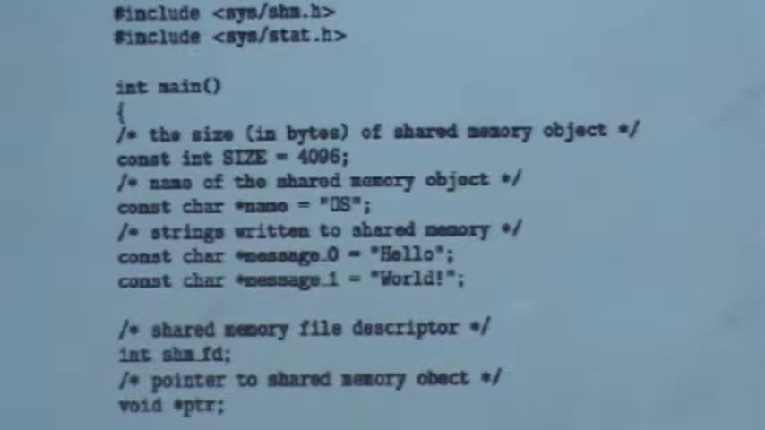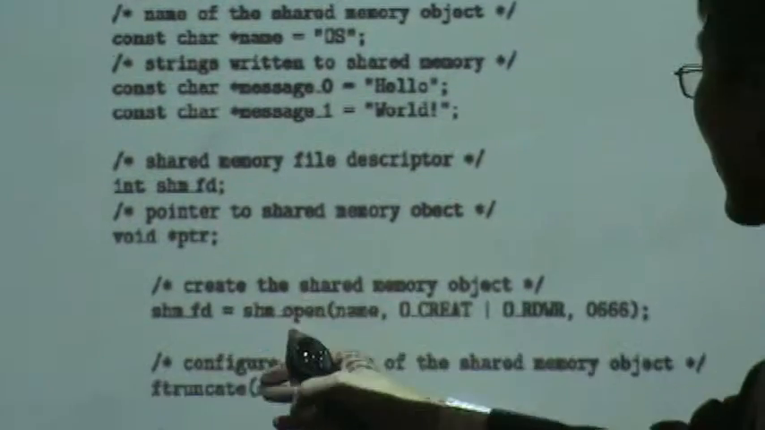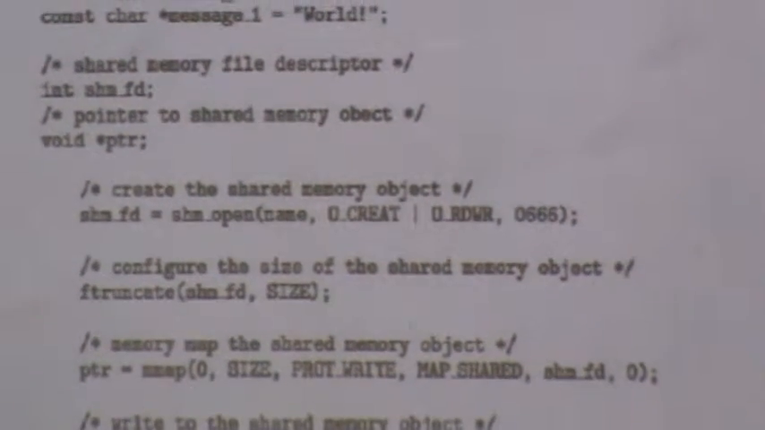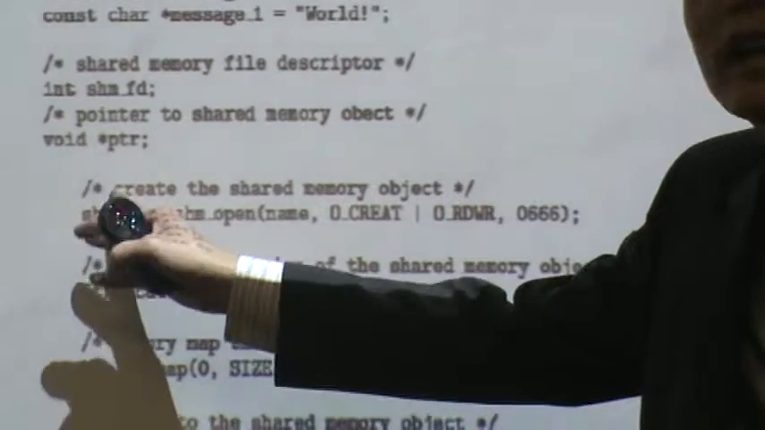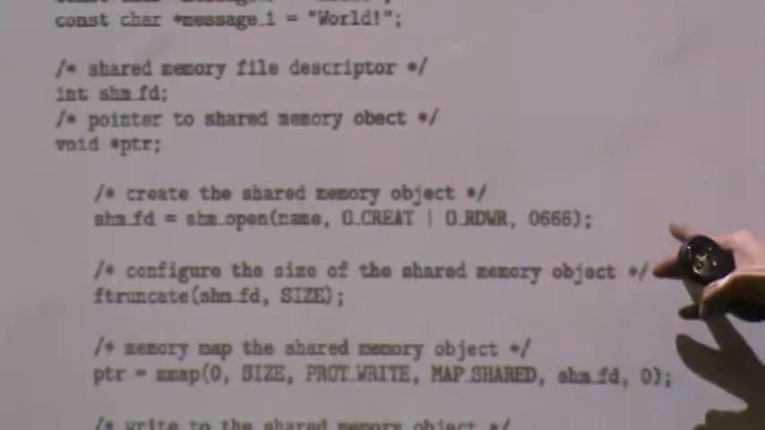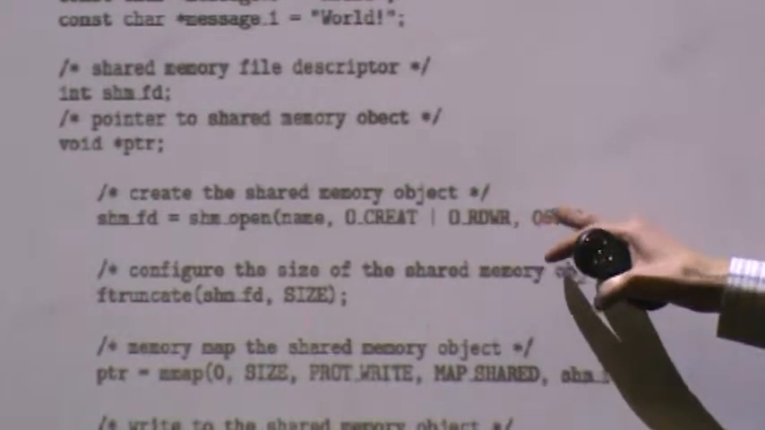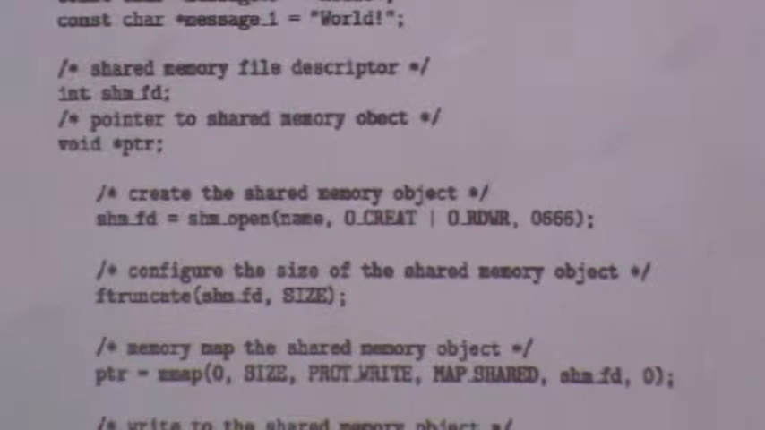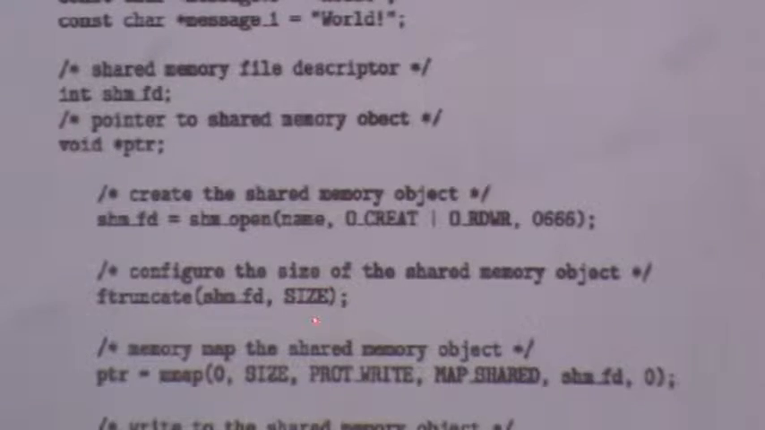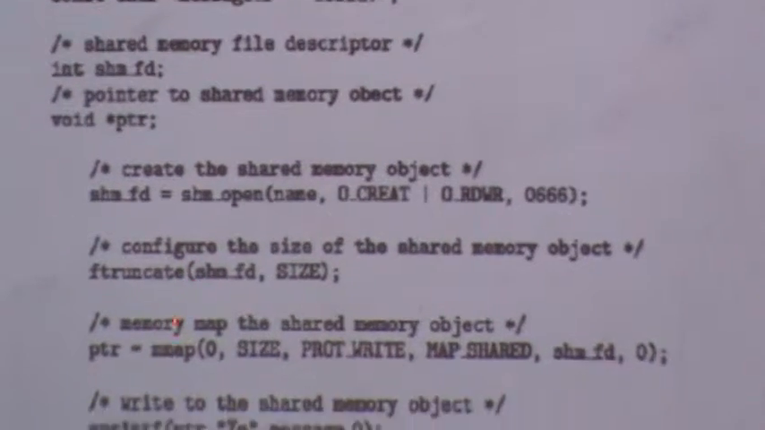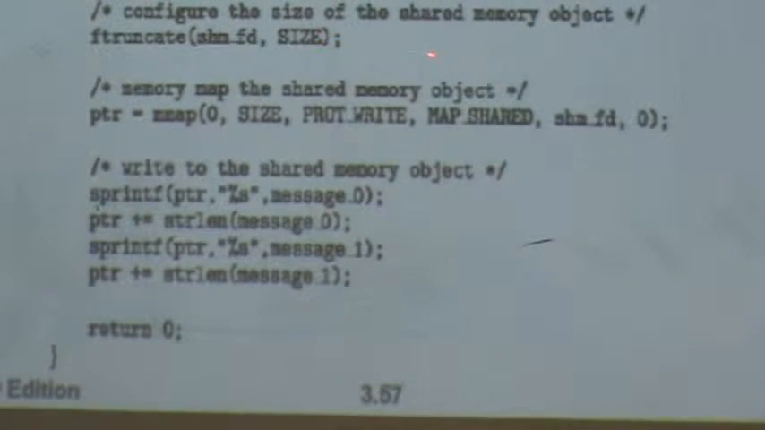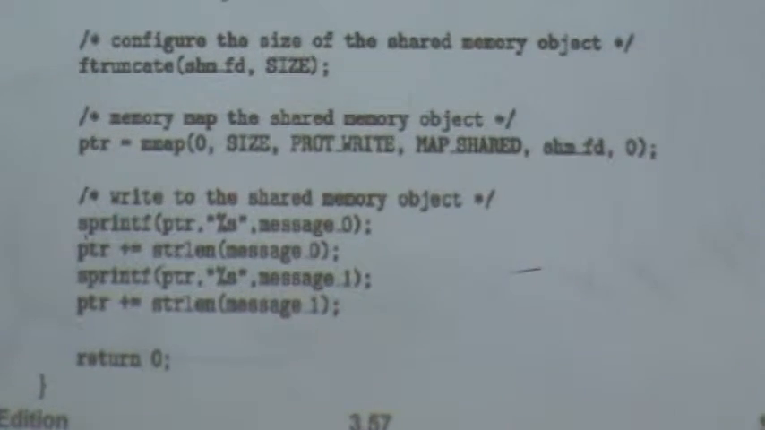Then this is the shm_open. When we open the shared memory area, it will return the file descriptor ID, the shm_fd. Okay, it has the permission and other. Then we can truncate, usually clear, and assign the specific size. So in this case, it's a 4K size.